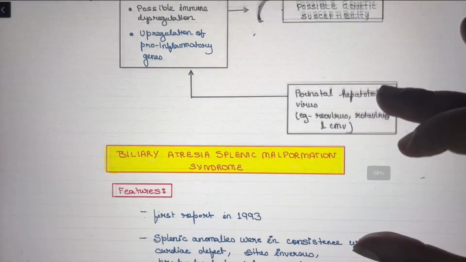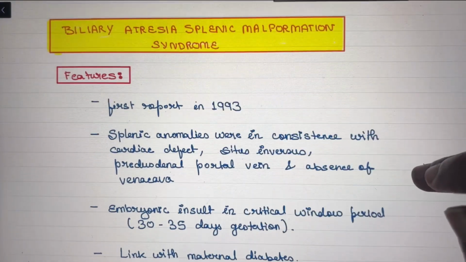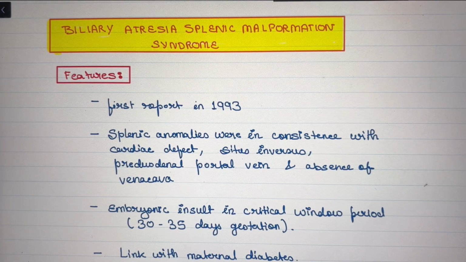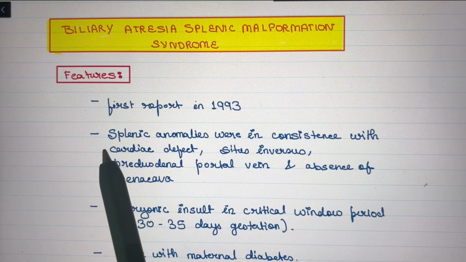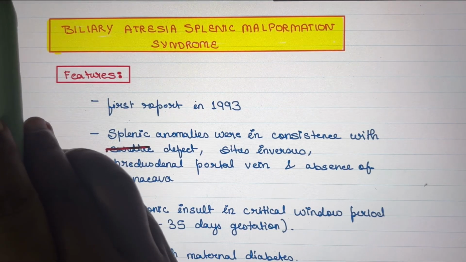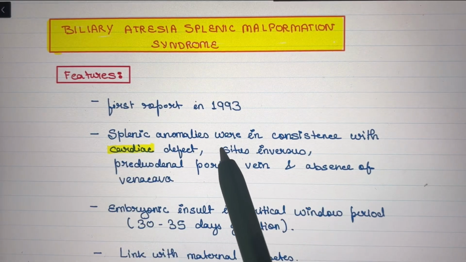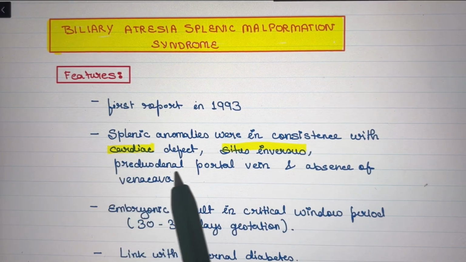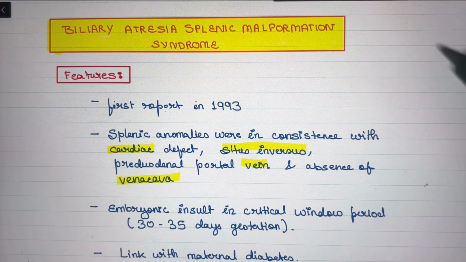Now we will first see the biliary atresia splenic malformation, a few of the points. This syndrome was first reported in 1993 and the splenic anomalies were not alone. Along with the spleen, there is abnormality in the cardiac system. There might be situs inversus or pre-duodenal portal vein, or absence of vena cava may be present in these children with BASM.